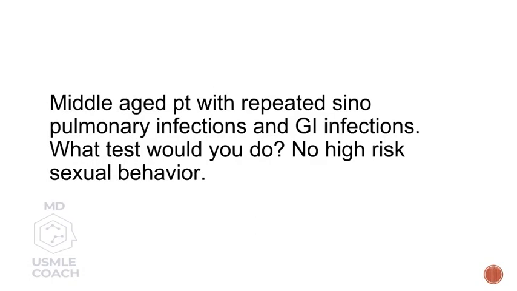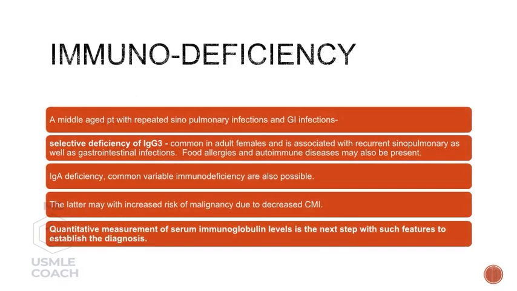Question: a middle-aged patient with repeated sinus and pulmonary infections and GI infections. What test would you do? No high-risk sexual behavior. The answer is quantitative measurement of serum immunoglobulin levels as the next step to establish the diagnosis. As the patient is middle-aged and has repeated infections, the diagnosis can be common variable immunodeficiency, IgA deficiency, or selective deficiency of IgG3.